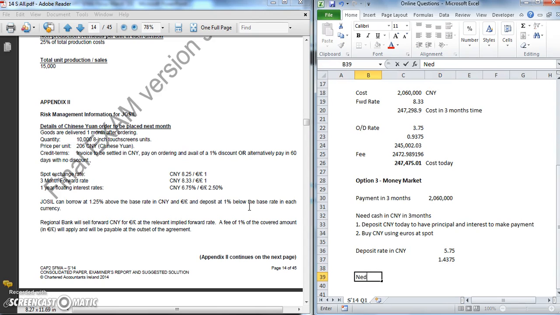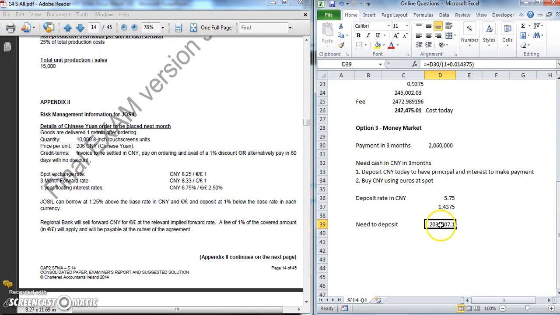So we need to deposit 2.06 million divided by 1 plus 0.014375. That means we need to deposit about 2.03 million Chinese yuan today to have 2.06 million in 3 months. The spot rate is 8.25. That means it will cost us 246,158 to buy today. Okay.